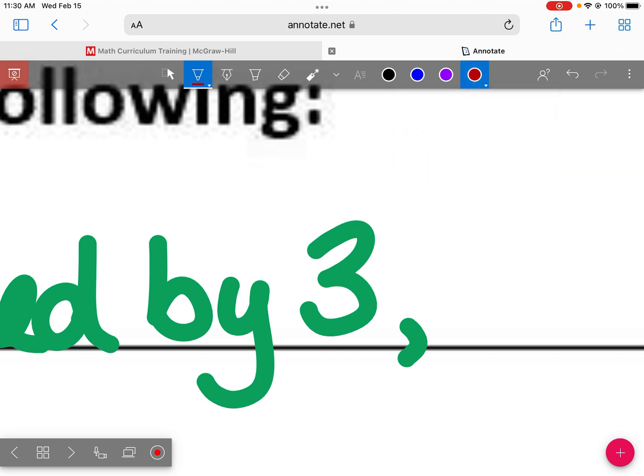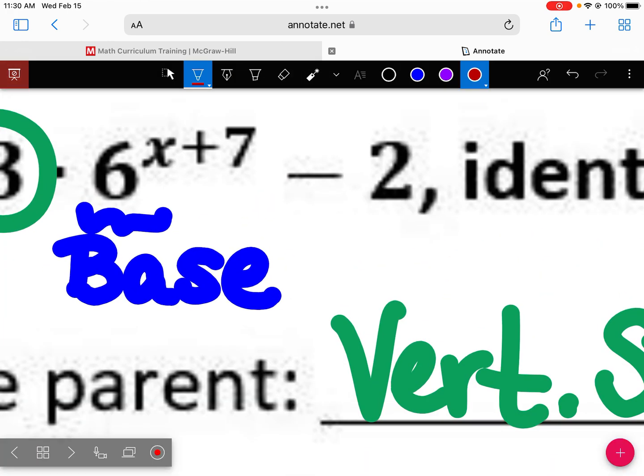Is our A value going to do anything else to the graph? No. Why doesn't it reflect? Because it's not negative. All right, so we've talked about everything A is going to do to the graph.